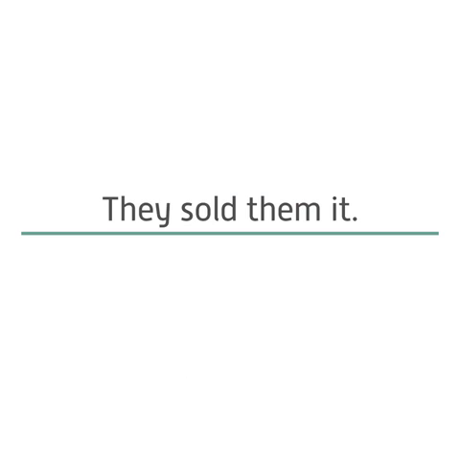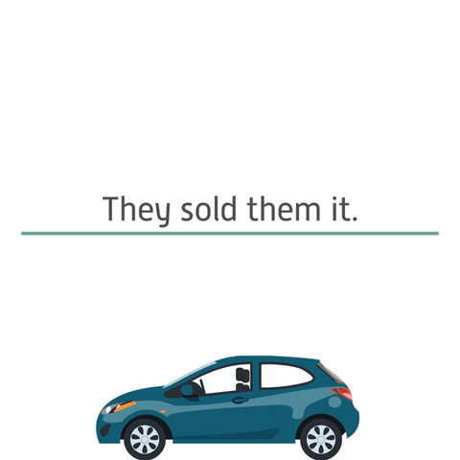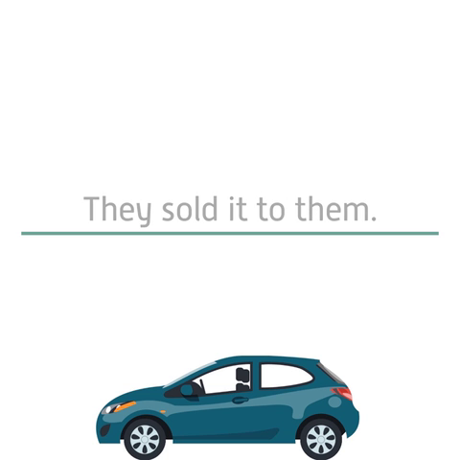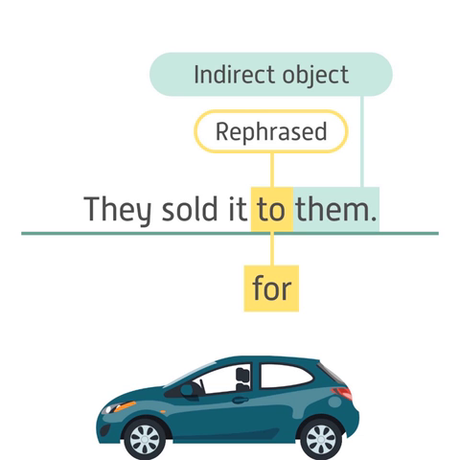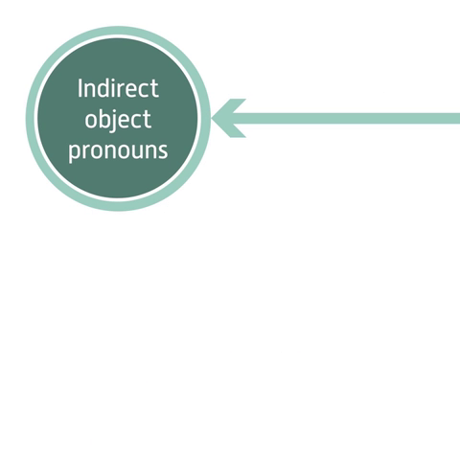Let's look at another example. They sold them it, where it is a car. Again, you might notice we can rephrase this sentence, they sold it to them. As a general rule, if you can rephrase a sentence to include a to or for in front of one of the objects, you know that one of them is an indirect object. Now, let's look at the various indirect object pronouns.